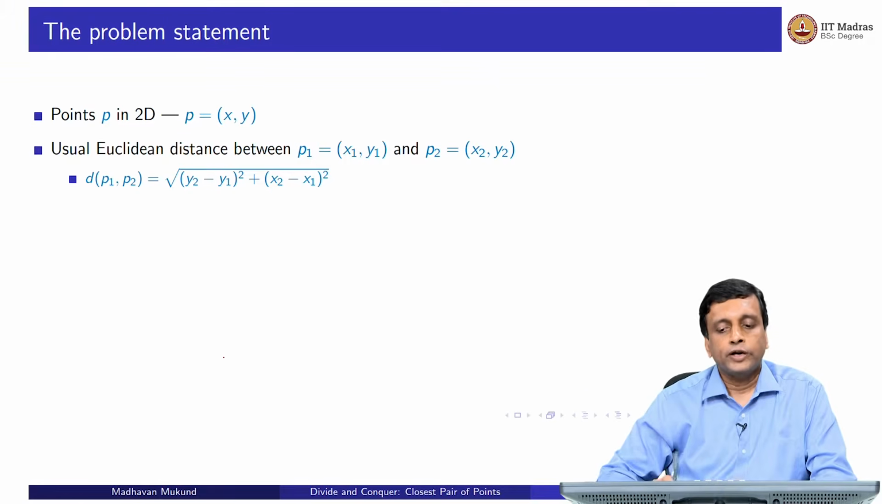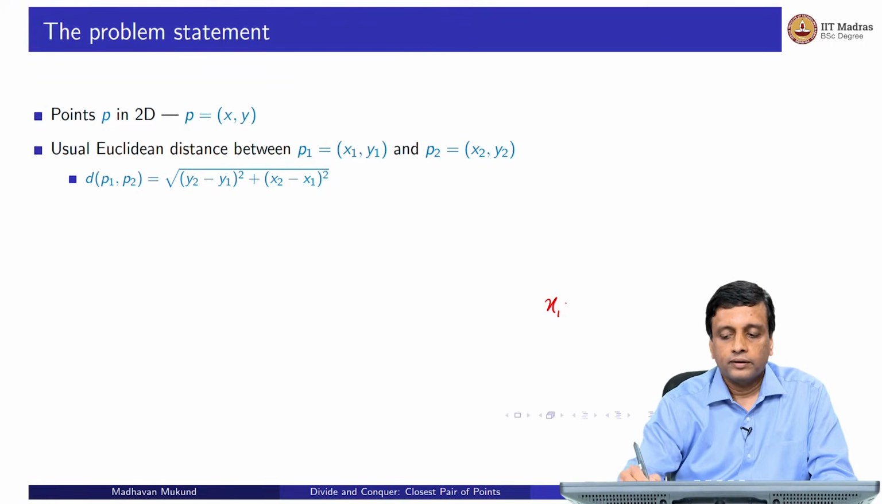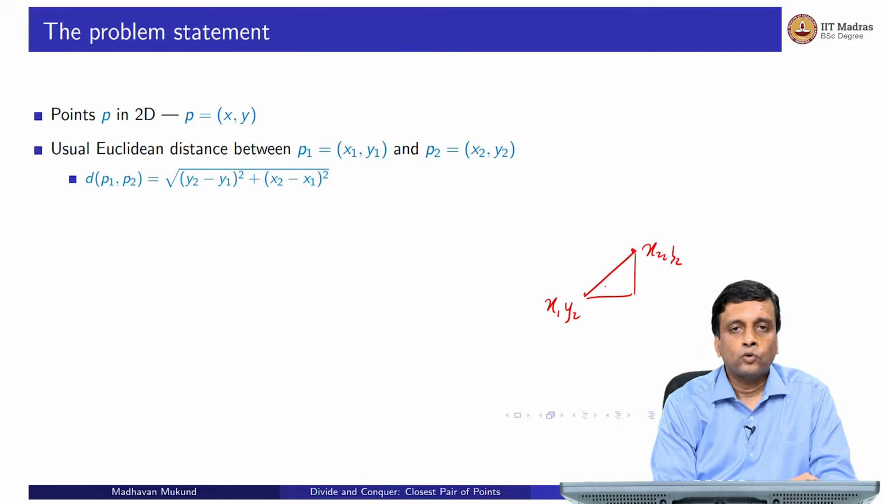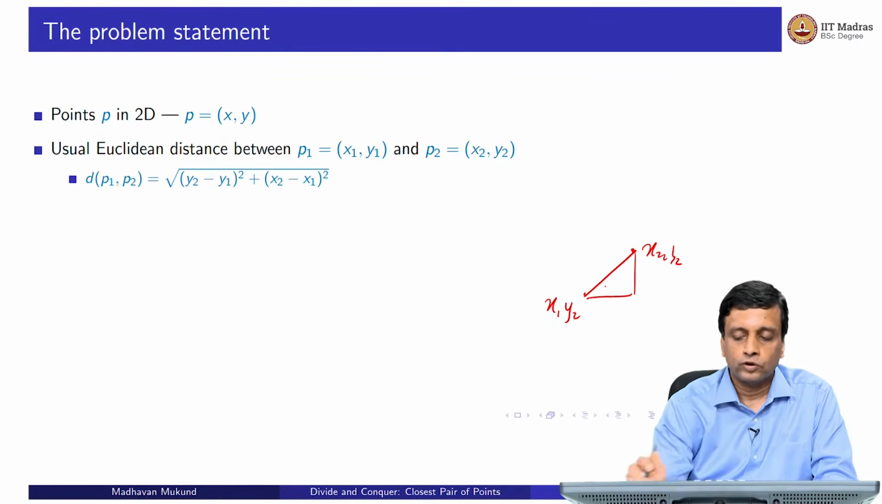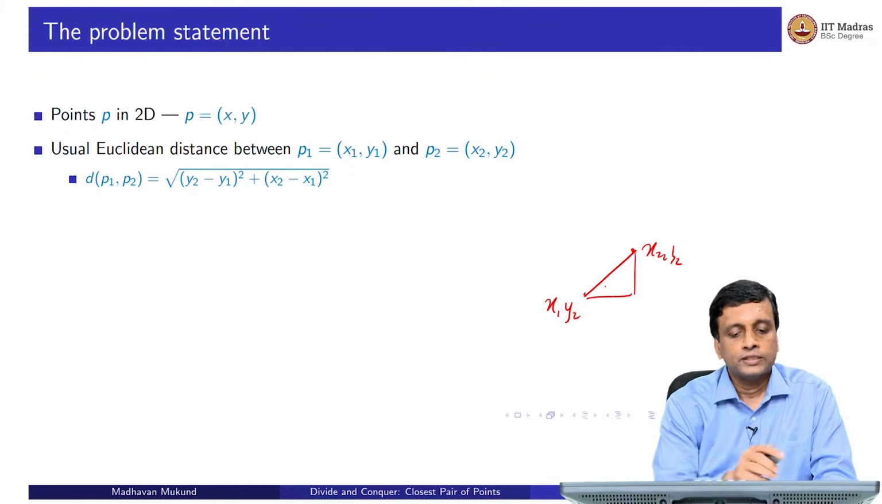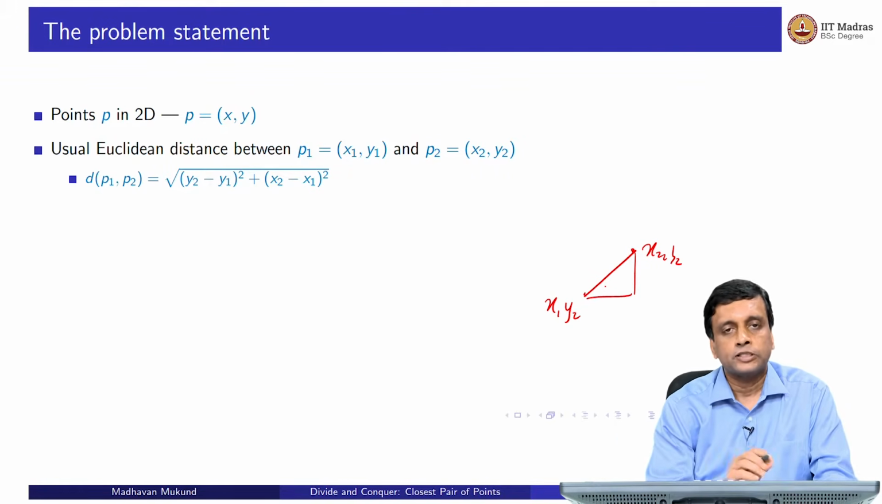So if I give you 2 points x1, y1 and x2, y2, right? So you know that by Pythagoras formula you know this distance, right? So it is the length of the hypotenuse, which is the square root of the sum of the squares of the other sides. So this is just what is called the Euclidean distance. So we are just going to use this distance to determine which pair of points is closest to each other.